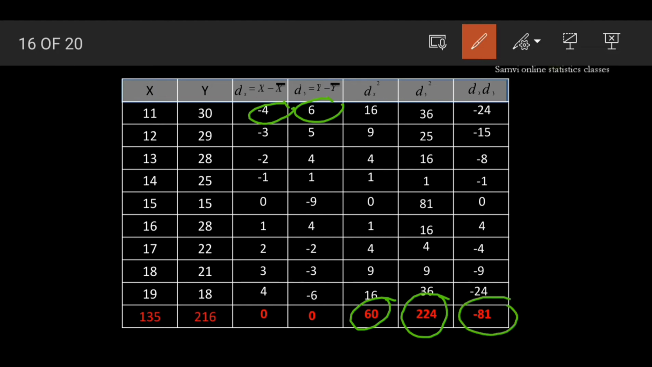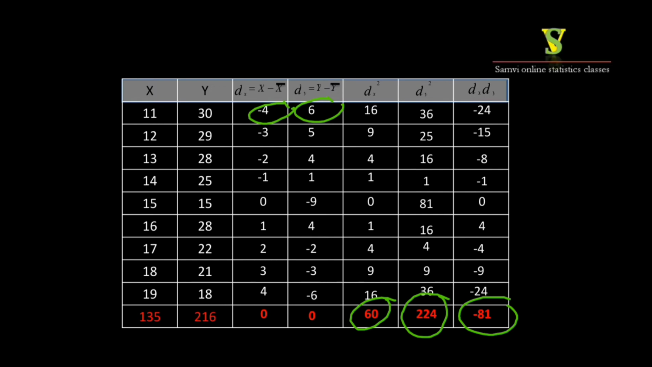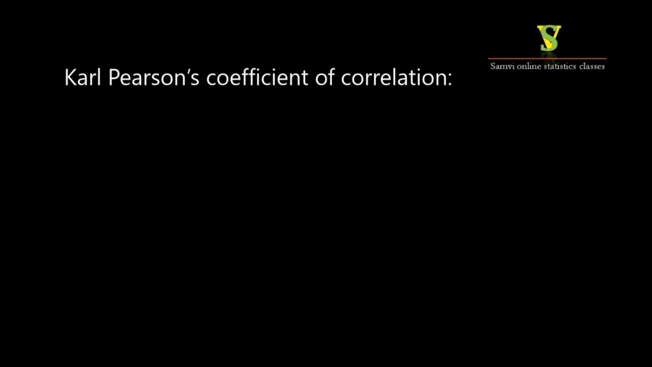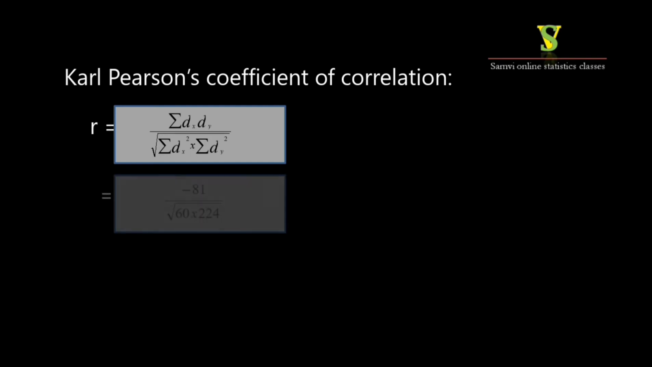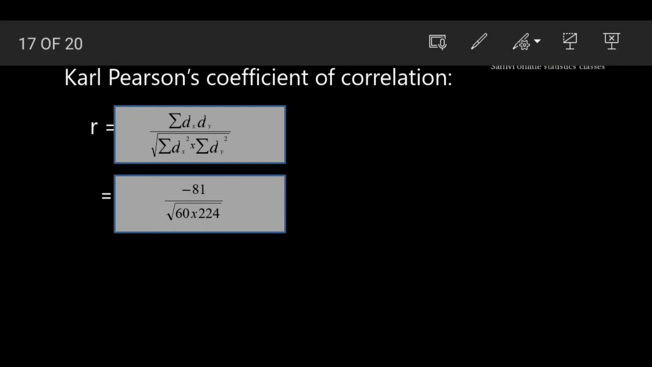So once you get what is dx square and dy square, and what is the sum of dx into dy, the next step is finding Karl Pearson's coefficient of correlation. Here we have to use the formula like this. The formula is r equal to summation of dx into dy divided by square root of summation of dx square into summation of dy square. Just substitute the values here. So if I substitute it, I'll get minus 81 divided by square root of 60 into 224. First you multiply 60 into 224, then take the square root, then minus 81 will be divided by whatever result you got here.